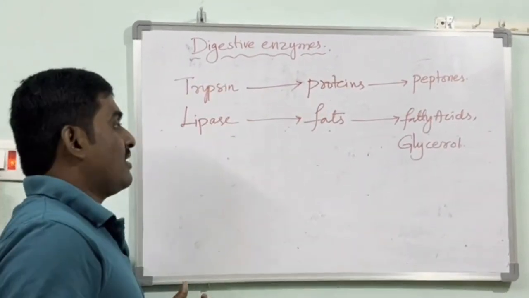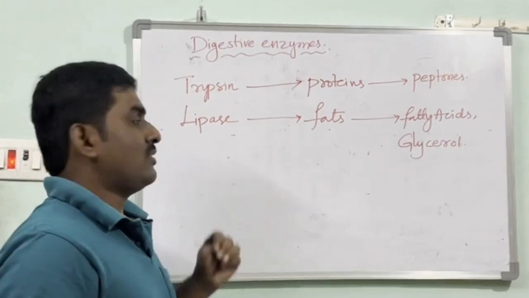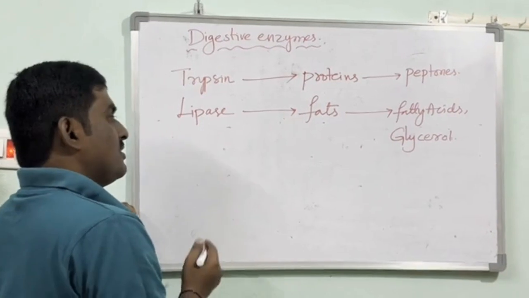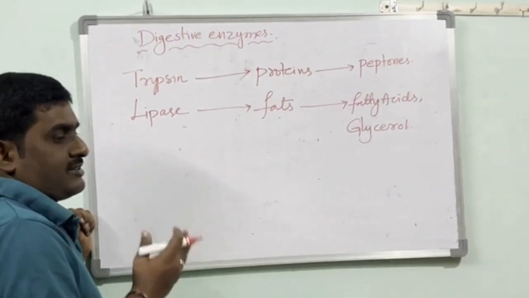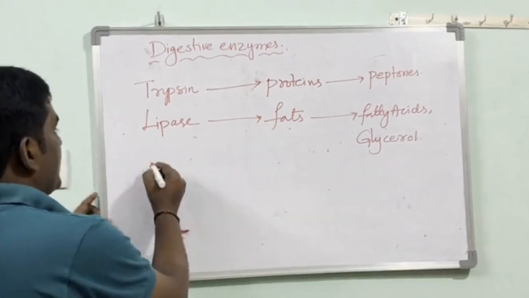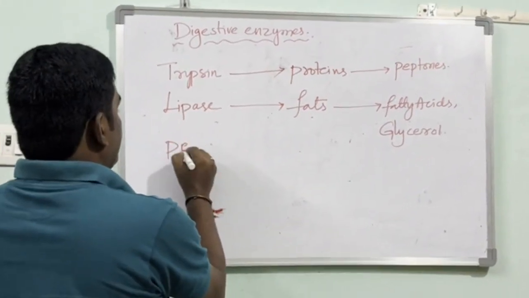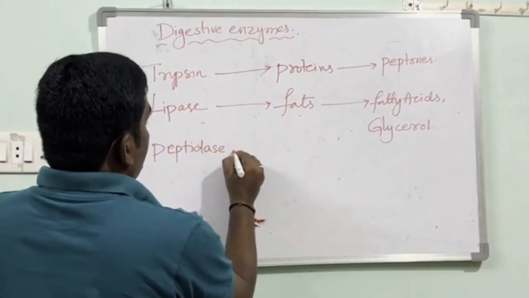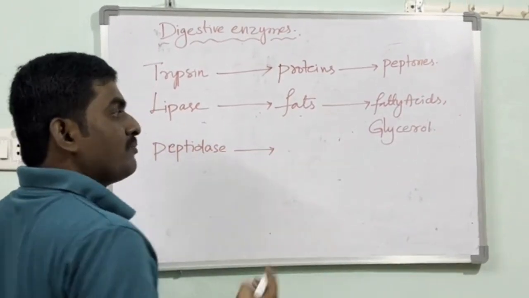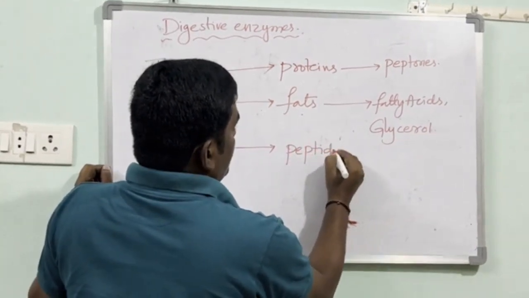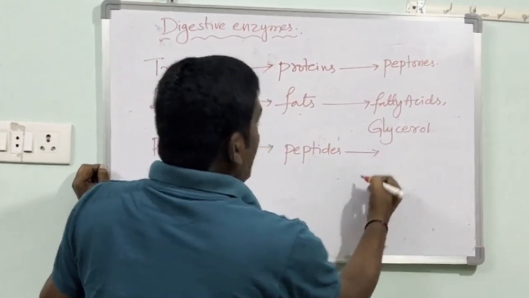Trypsin, lipase. Then after that we have one more. What is it? After the duodenum, we have the small intestine. The intestinal walls also secrete an enzyme called peptidase. This peptidase acts on peptides, and these peptides are going to convert into amino acids.